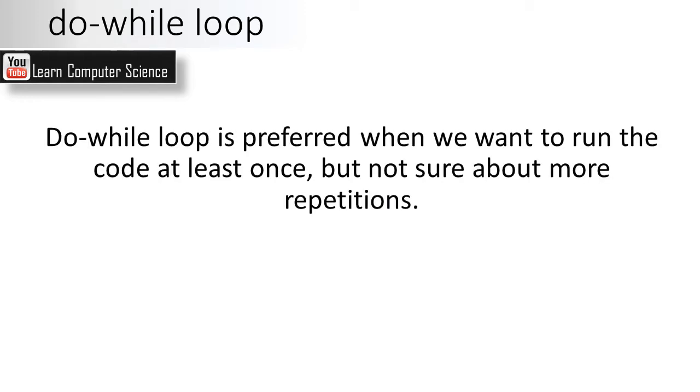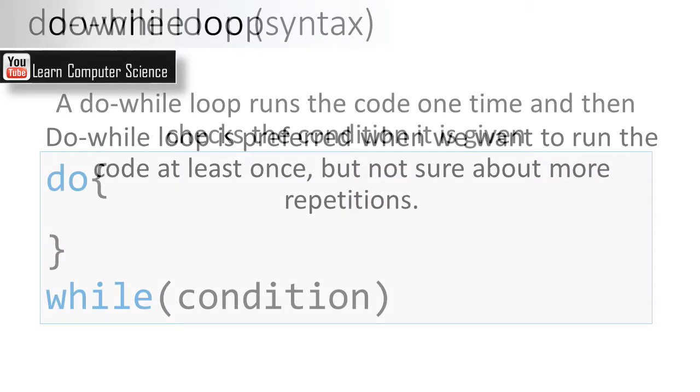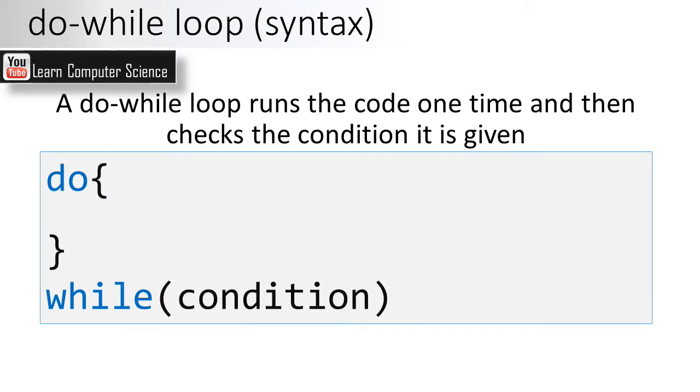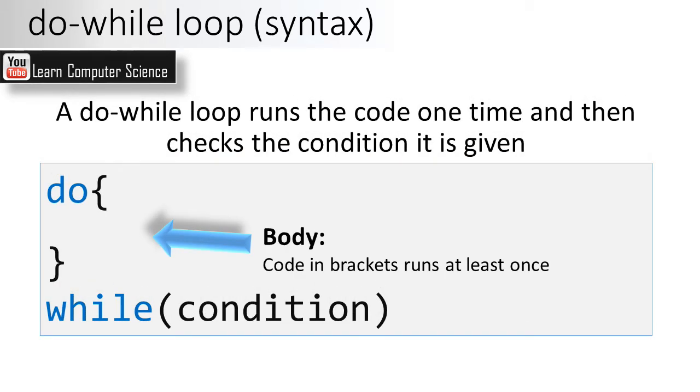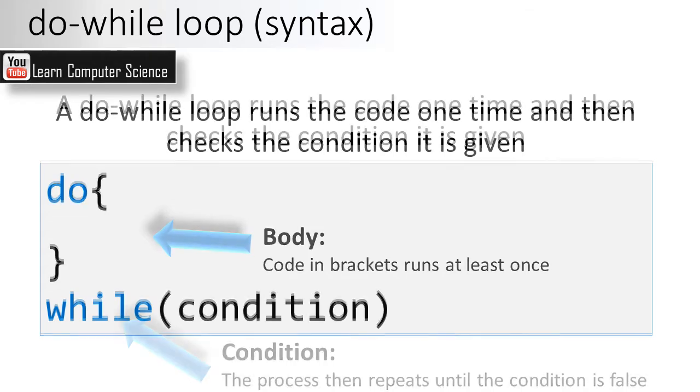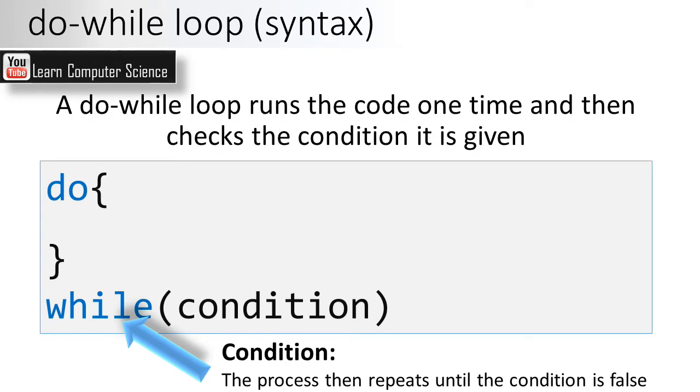Now, the third and last loop is do while. A do while loop is preferred when we want to run the code at least once, but are not sure about more repetitions. A do while loop runs the code one time and then checks the condition it is given. The code in brackets is the body, which executes at least once, on every condition. And after that it checks for the condition.